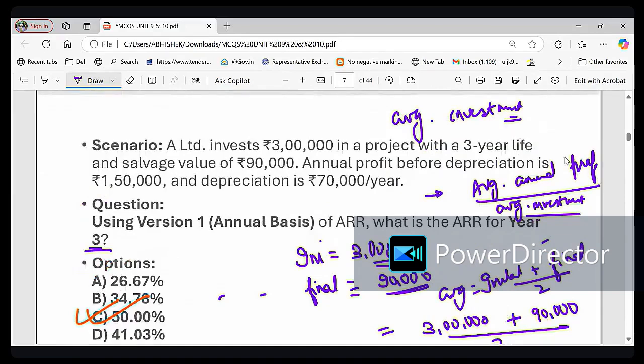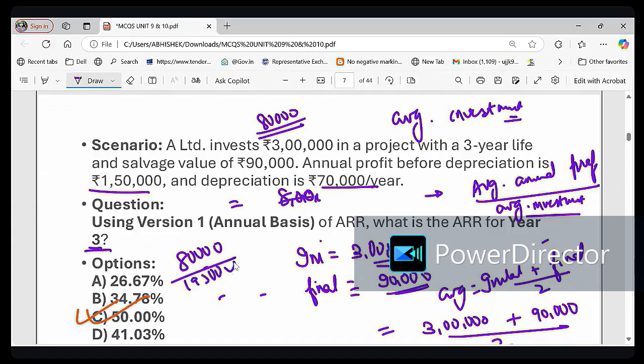And what is our numerator? Our numerator is average annual profit. How to find the average annual profit? You can see annual profit before depreciation is 1,50,000 and depreciation is 70,000. So just subtract both of them. This will give you annual profit after depreciation, which is 80,000. Is it clear? Now friends, in the numerator, we will write 80,000. In the denominator, we will write 1,95,000, multiplied by 100 to get the percentage.